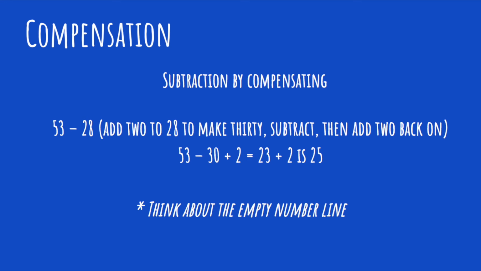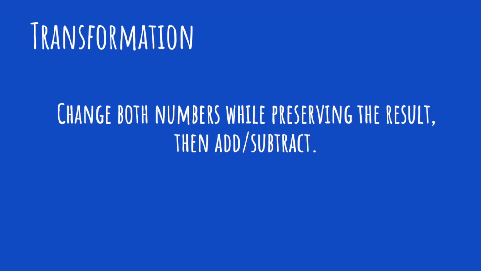My math intervention kids struggled with this one, the compensation, because they would forget that they had to undo it. Now, this is what we like to do, the transformation. They change both of them at the same time. If you change both of them at the same time, then there's nothing to worry about. It's done, and your answer is your answer.